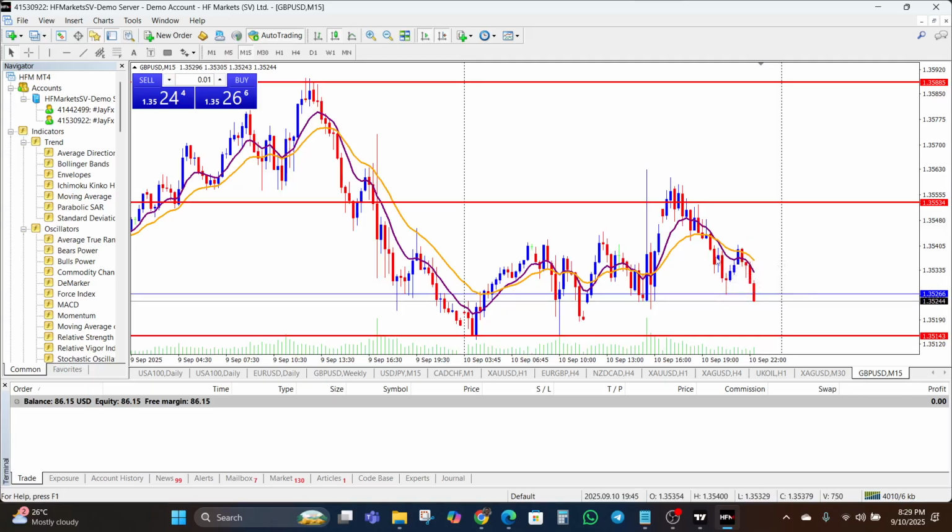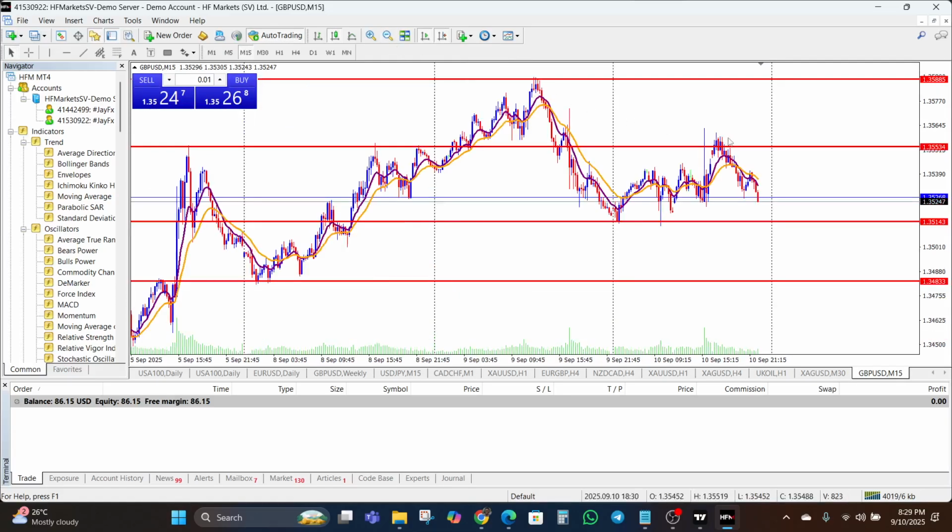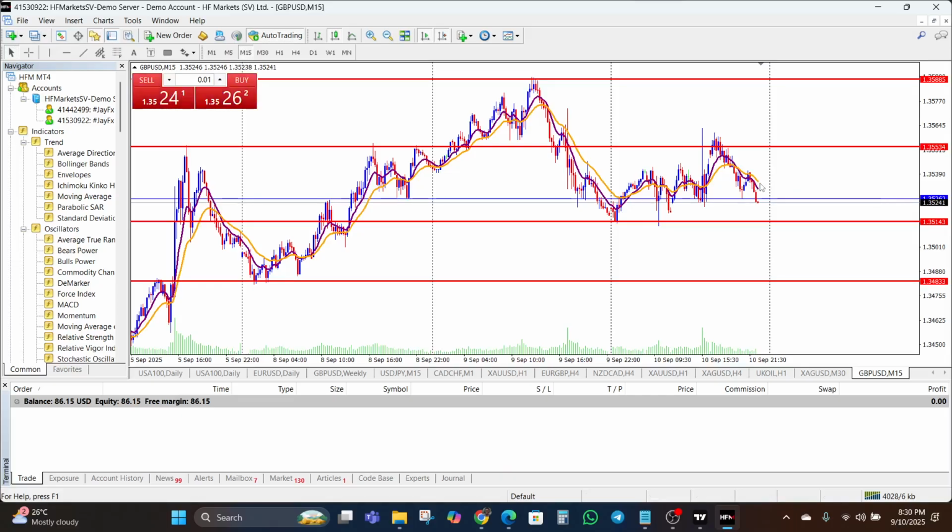Then you confirm your entry near a support or a resistance area. Your entry should always align with the short-term momentum. You can place your stop loss just below the recent low if it is a buy trade, or above the recent high if it is a sell trade. Then your exit can be at the next support or resistance level, or when the candlestick formation suggests that momentum is slowing.